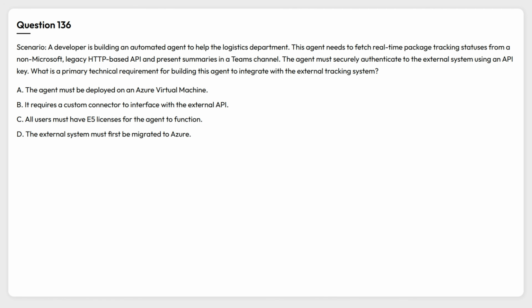Option A, the agent must be deployed on an Azure virtual machine. Option B, it requires a custom connector to interface with the external API. Option C, all users must have E5 licenses for the agent to function. Option D, the external system must first be migrated to Azure. The correct answer is option B. It requires a custom connector to interface with the external API.